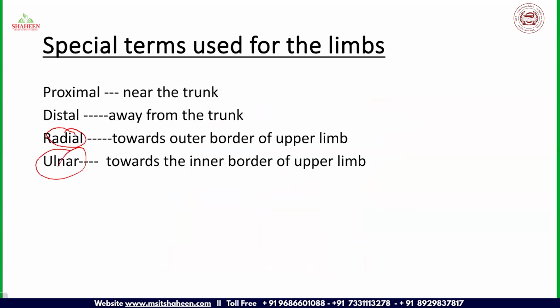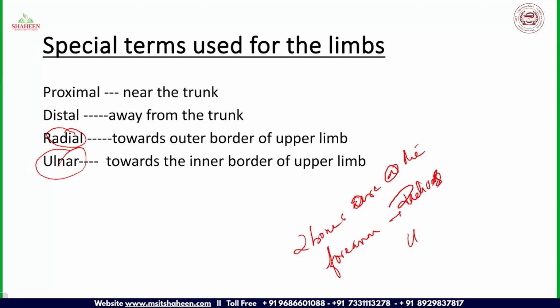All right. Next is about the radial and ulnar. Radial is the part of your upper limb which is towards the outer border of your upper limb, and ulnar is towards the inner border of the upper limb. When you take your forearm, there are two bones present at the forearm. Can you name them? Radius and ulna. Very good.